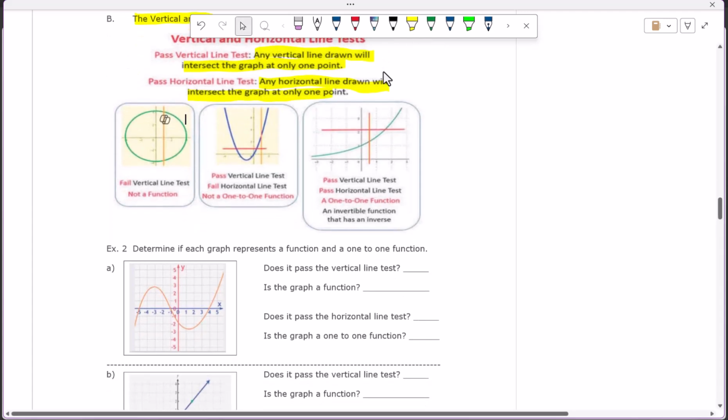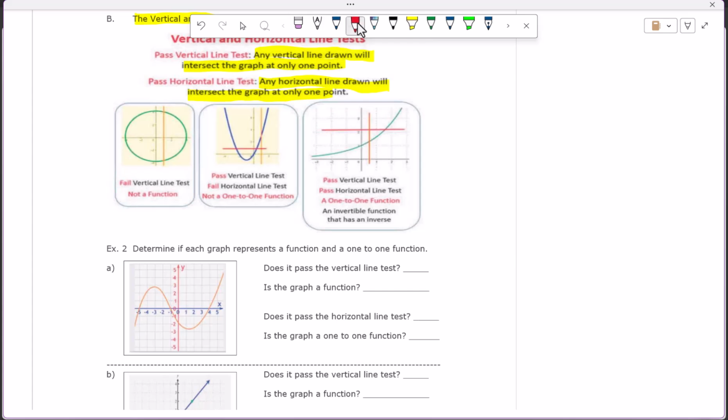So here's kind of these examples right here. This one fails the vertical line test. What it's doing is these 2 points right here have the same x, but they have 2 different y values. And you can't have that. So the vertical line test is to check and see if it's a function.